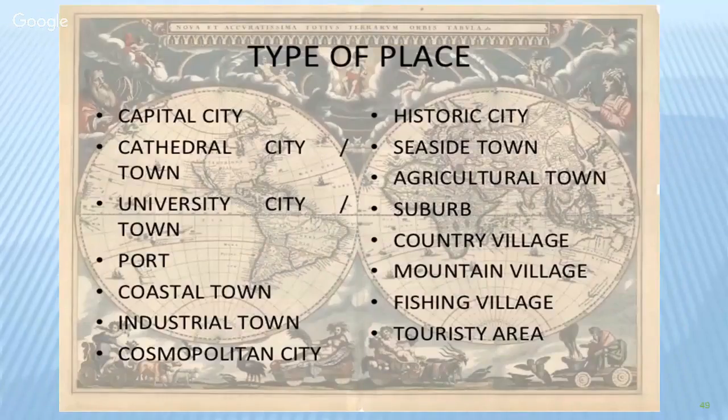Type of place: is it a capital city, a cathedral city or temple city, a university city, port, coastal town, industrial town, cosmopolitan city? So you describe that place. Historic city, seaside town, agricultural town, suburb, country village, mountain village, fishing village, touristy area. So this is how we describe a place.